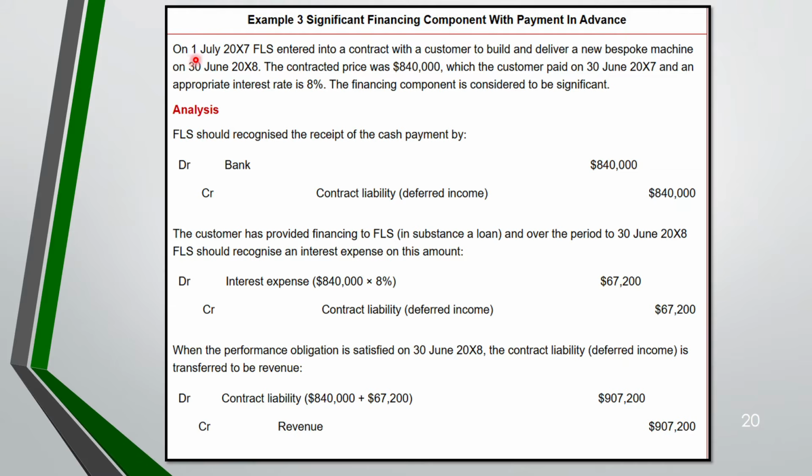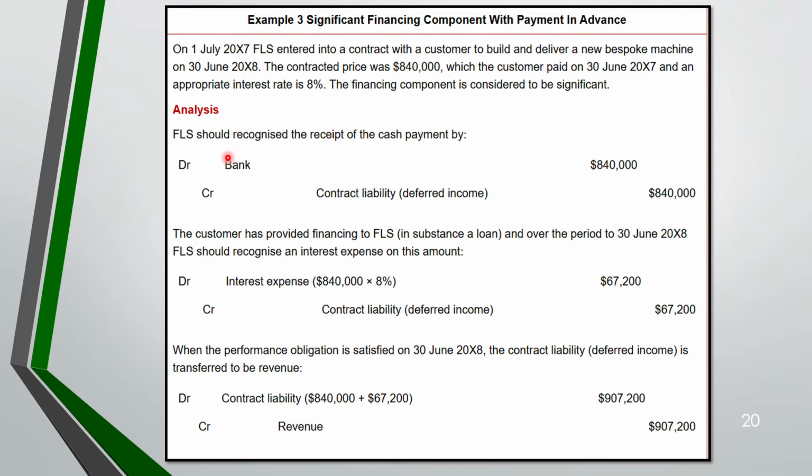On 1st July 2007, FLS entered into a contract with the customer to build and deliver a new bespoke machine on 30th June 2008. That is 1 year. Contracted price was 840,000. Customer paid on 30th June 2007 and the appropriate interest rate is 8%. Financing component is considered to be significant. In your exam, they will always tell you whether the financing component is significant or not. Mostly they will give you significant only because they want to test this area. This is also a very common area, frequently asked in exam. So be prepared for this.